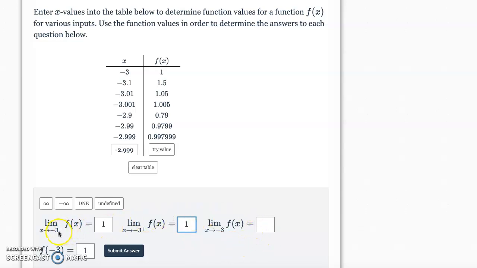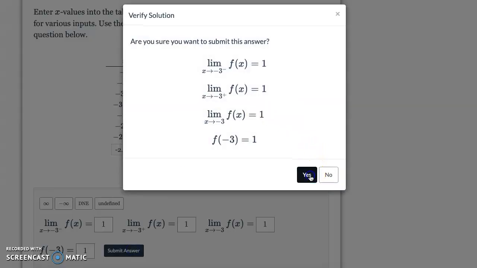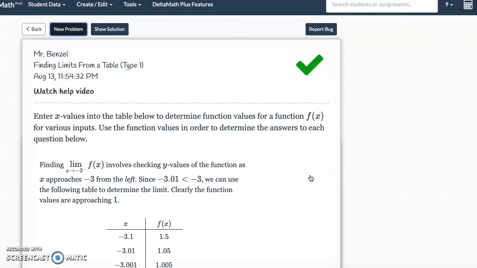Now notice here, the left-sided limit and the right-sided limit are the same. If they are both the same, then the two-sided limit, that's the limit without the plus or the minus symbol, is also going to be 1. And what you can do after that is submit your answer here. And, that looks good.